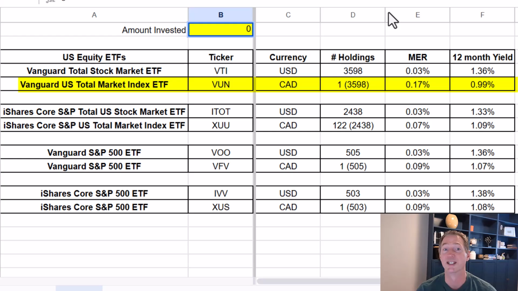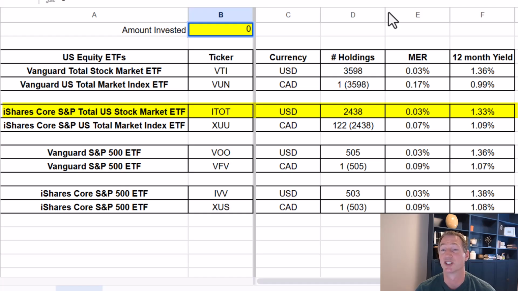And they have a similar one here in Canada, Vanguard US Total Market Index ETF, ticker VUN. It's held in Canadian currency. And you can see here in brackets, it has the exact same number of holdings as VTI, 3,598, and it's got a slightly higher MER. And here you can see there's actually one holding, but there are 3,598 underlying holdings, and I'll talk about that in a second. And iShares Core S&P Total US Stock Market ETF here, ITOT.